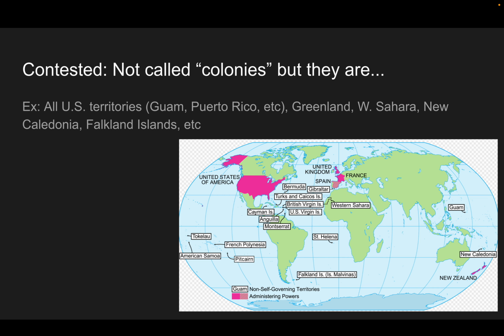So for example, the US, we have several territories like Puerto Rico, Guam, American Samoa, etc. We don't call them colonies. They are territories, but they don't get full representation or fair funding and rights, etc. So very much like a colony, except we're not applying the word colony to them. Greenland, Western Sahara is a contested area, New Caledonia, the Falklands, lots of different places, you can see again the different places are highlighted here, many of them islands, that are not technically colonies but feel very colony-ish. Okay.